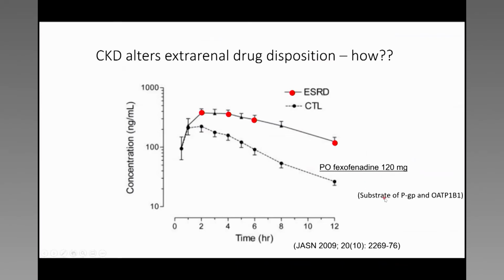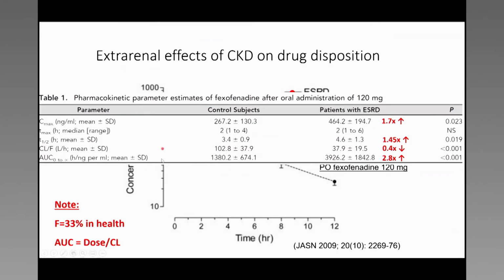Well, it's not metabolized, but it's a substrate of transporters, P-glycoprotein and OATP1B1. These are both active transporters. Their role is to reduce absorption of drugs, so they sit on the gut wall and they extrude the drug before it gets absorbed. They're also involved with the excretion of the drug in the kidneys and also in the biliary system. And what we see here is that patients with end-stage kidney disease have a high concentration that persists for longer. If you prefer seeing a table with numbers, this is what we see.